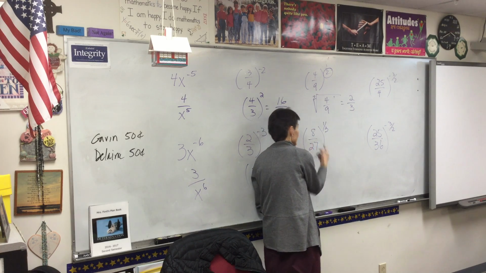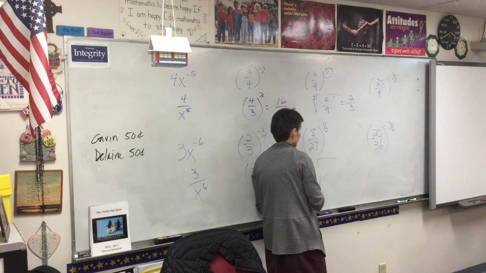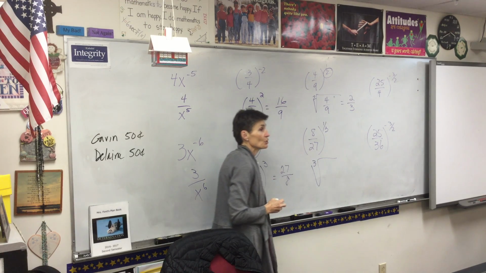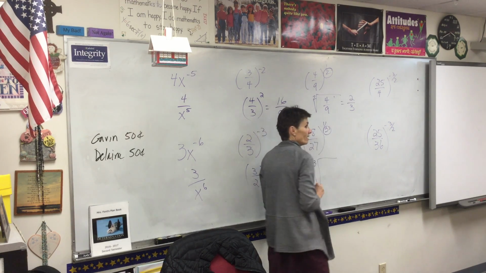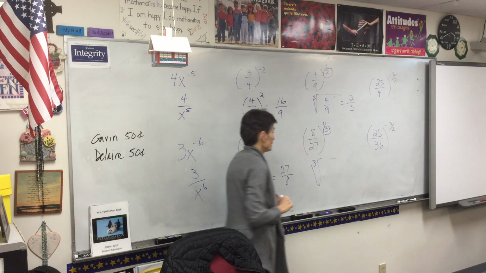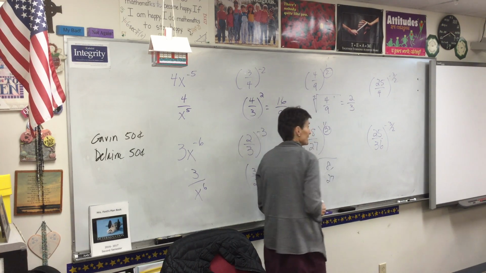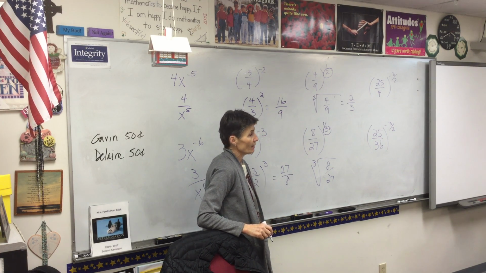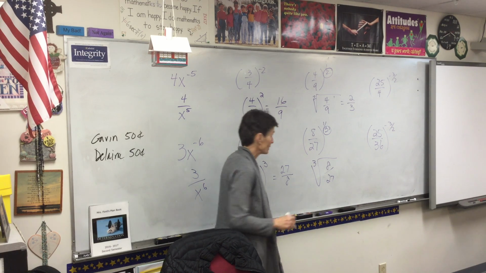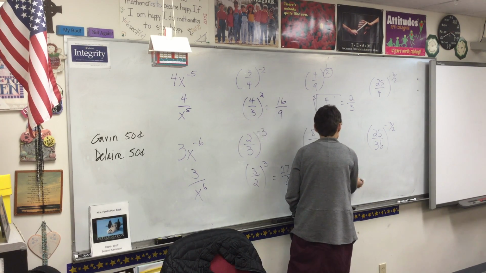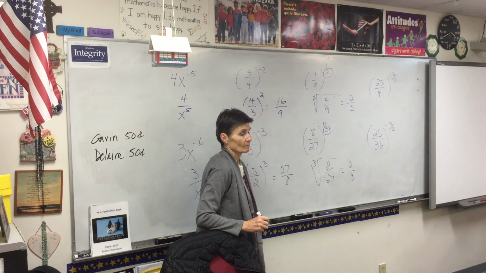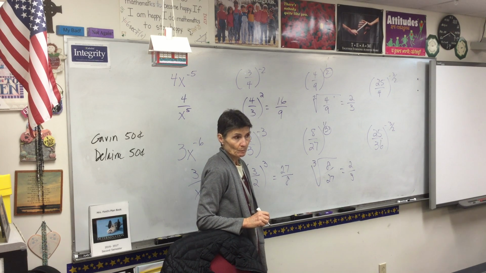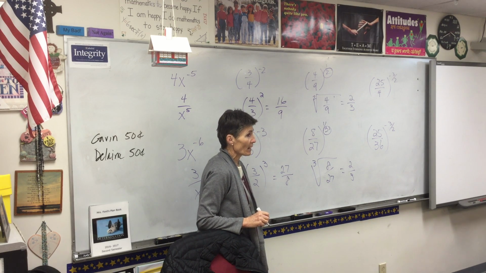Only what? This is a radical, but this is a cube root because of that right there. So it's the cube root of 8/27. Well, what's the cube root of 8? 2. And the cube root of 27? 3. So the answer to this problem is also 2/3. All right, everybody got that one? When you see a fractional exponent, you know you're going to need a radical.